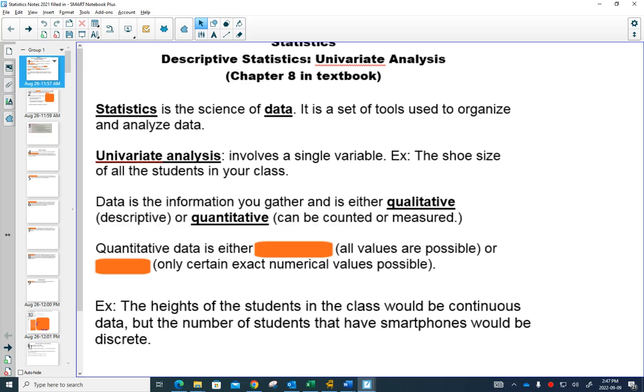So, descriptive could be something like, how are you feeling today? It's not something that's usually measured. Well, I was between 3.2 and now I'm feeling like a 3.23. Doesn't, you know, I'm having a great day.